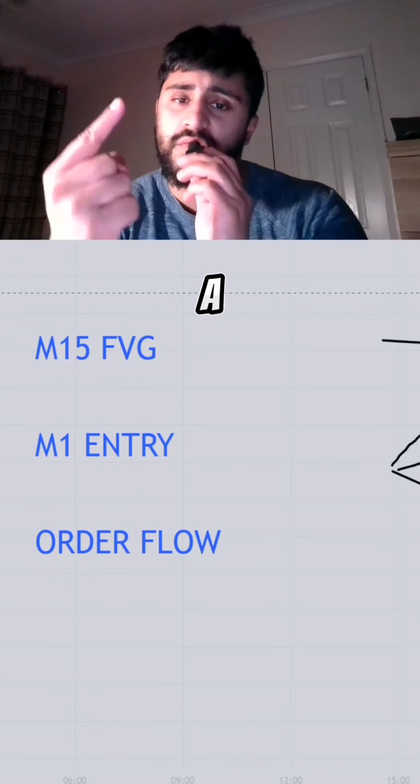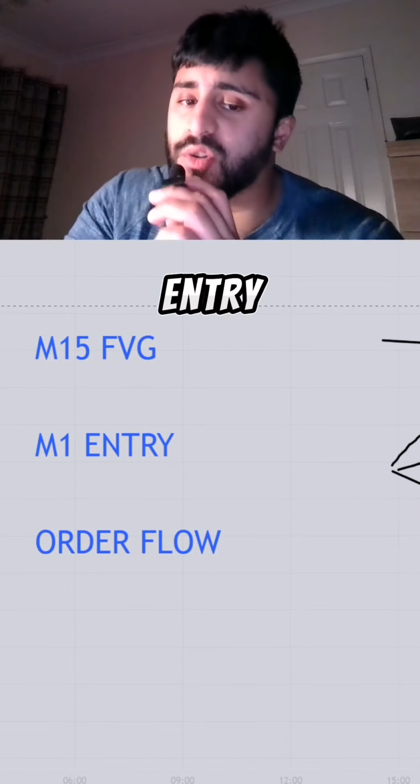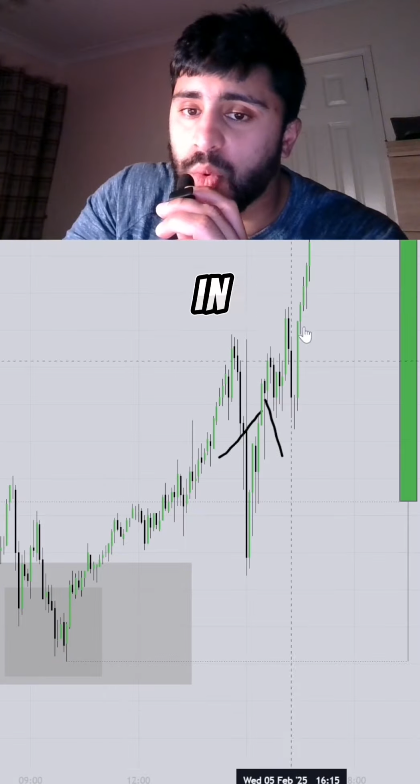So everything comes down to a 15-minute fair value gap, 1 minute for entry, and you're confirming everything with the order flow in order to take price long.